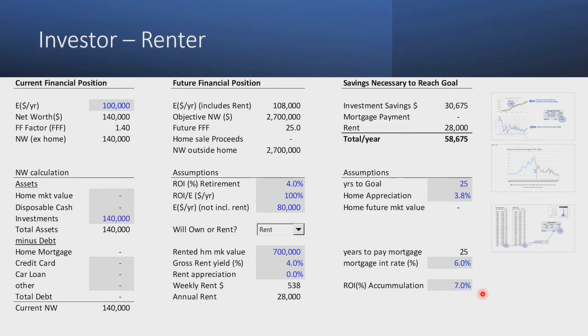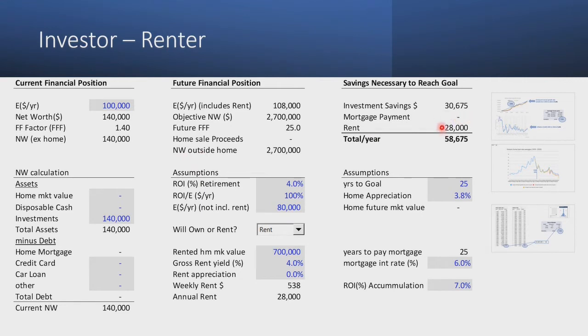So one thing I want to explain: what we have here is three components. The first one is the investment savings. So this is what you have to save and put to invest in the stock market, in this case. This is the mortgage payment that you're going to make that this person will not make.